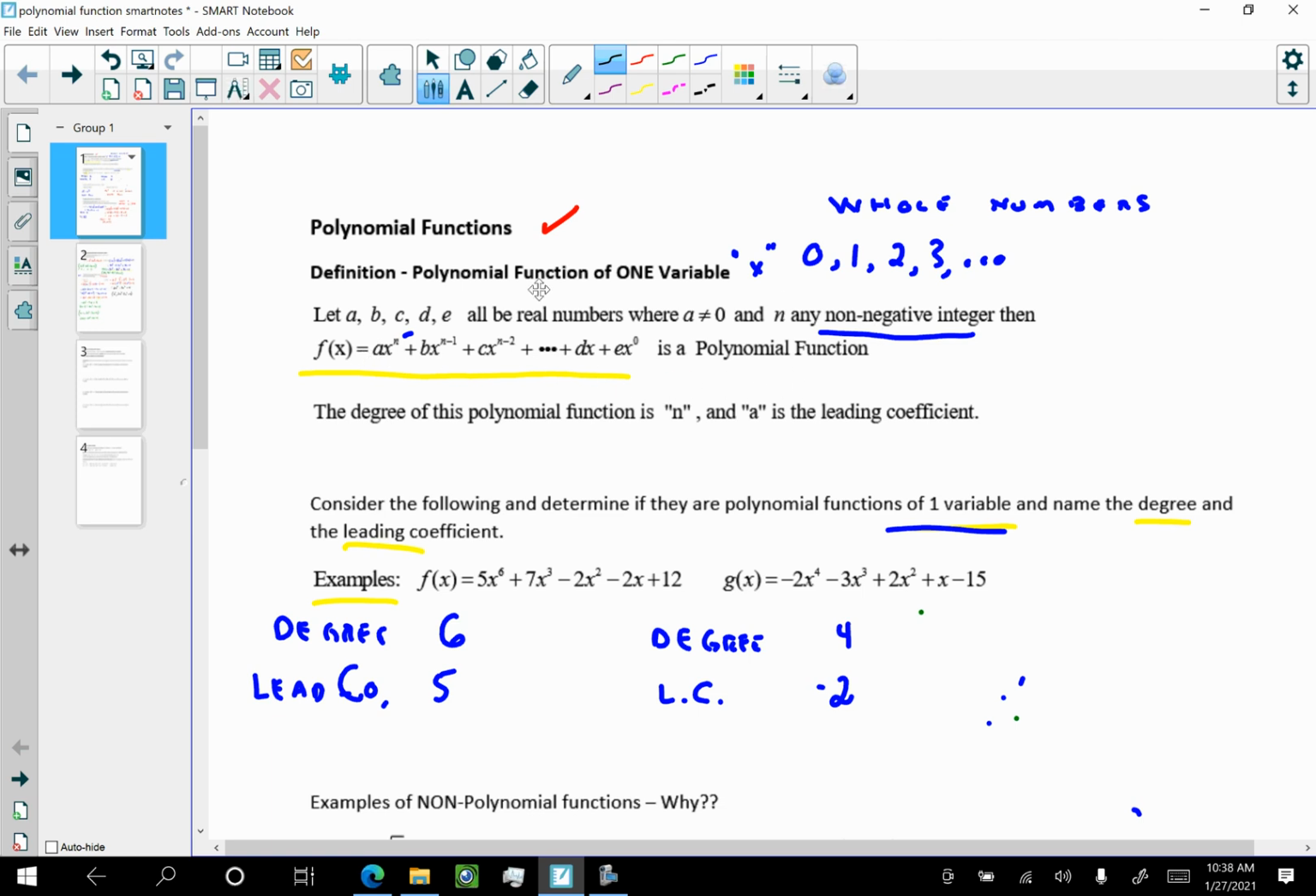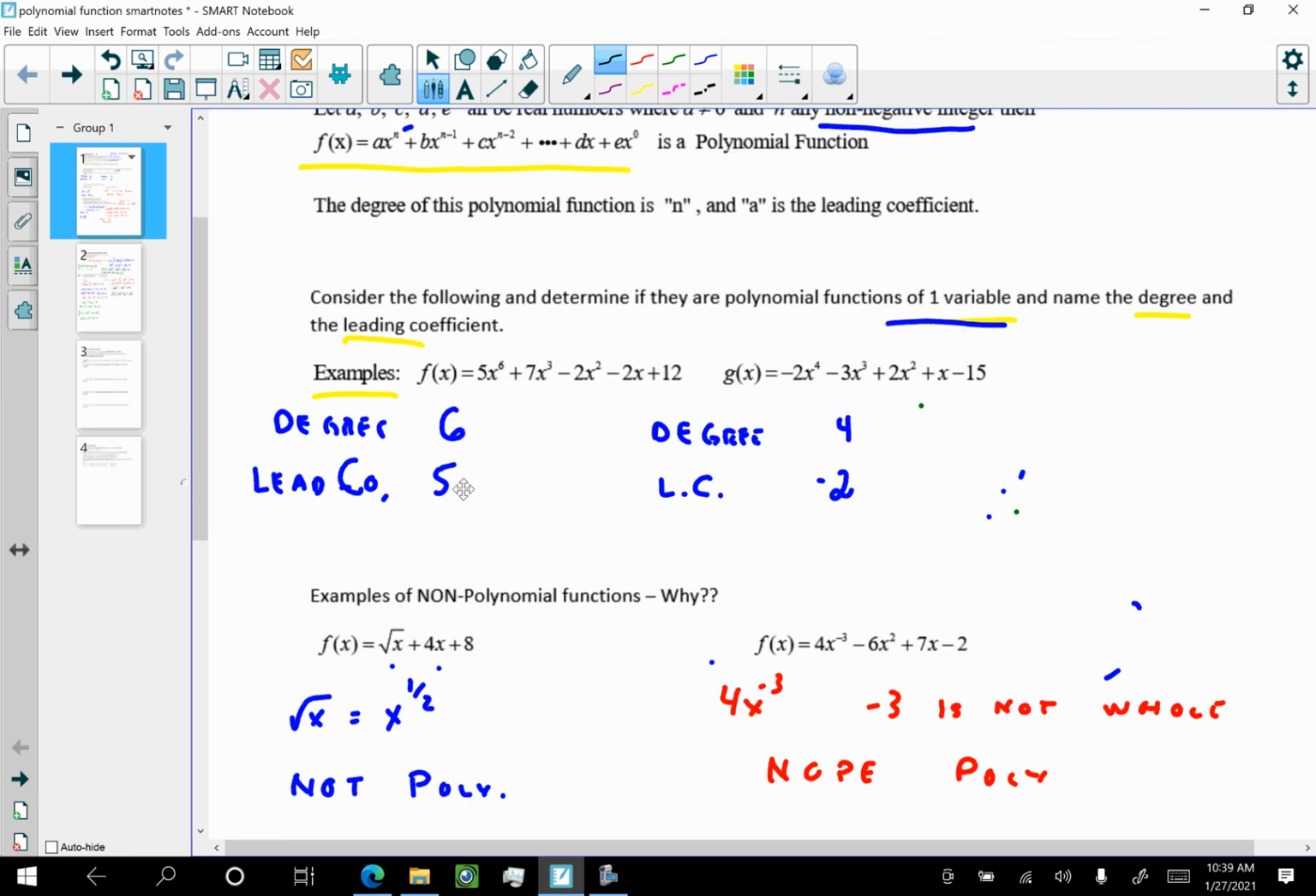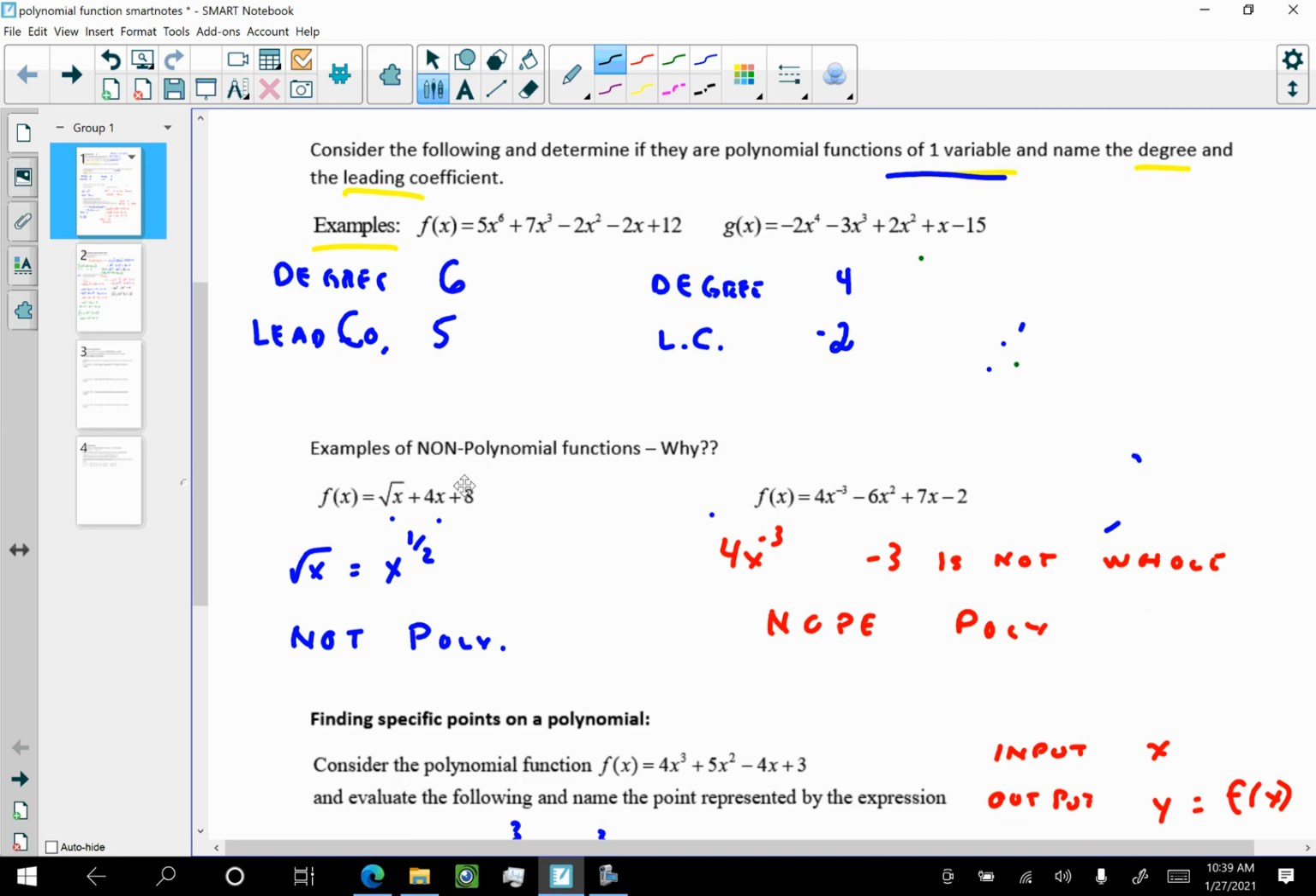We're only talking about polynomial functions of one variable. The variable is going to be x. The powers of x are going to be whole numbers. And the coefficients are going to be real numbers. They could be anything. And we talked about degrees, leading coefficients, and examples of non-polynomials. And then all we did was find specific points on a polynomial.